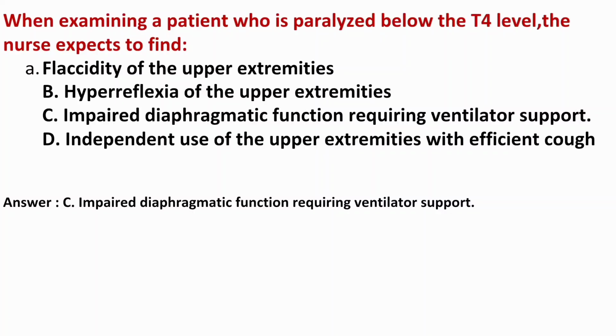When examining a patient who is paralyzed below the T4 level, the nurse expects to find A. Flaccidity of the upper extremities. B. Hyperreflexia of the upper extremities. C. Impaired diaphragmatic function requiring ventilator support. D. Independent use of the upper extremities with efficient cough. Answer: C. Impaired diaphragmatic function requiring ventilator support.